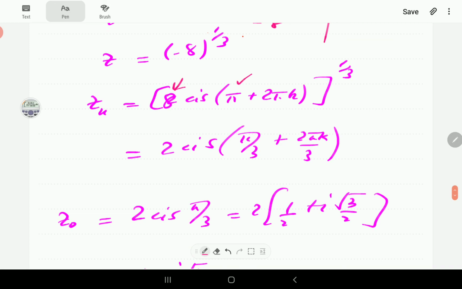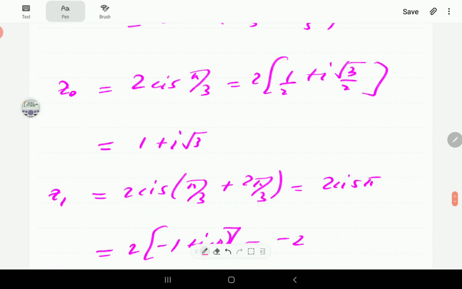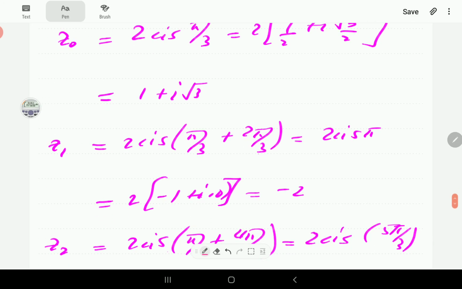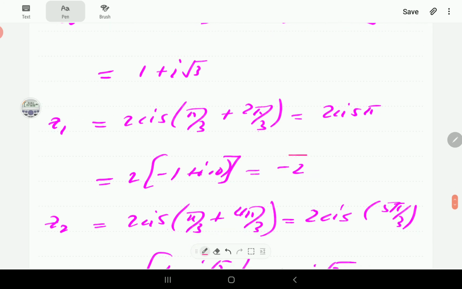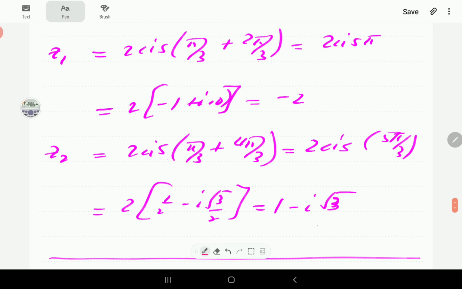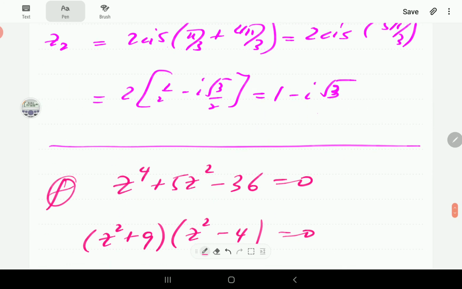And so where k is an integer here, so when k is 0, this thing gives us this, which works out to 1 plus i root 3. When k is 1, then we've got 2 cis pi, just works out to minus 2. When k is 2, works out to 2 cis 5 pi on 3, and that works out to 1 minus i root 3.